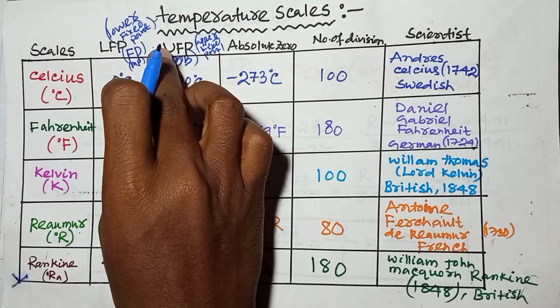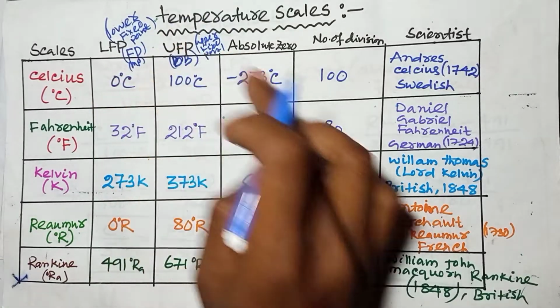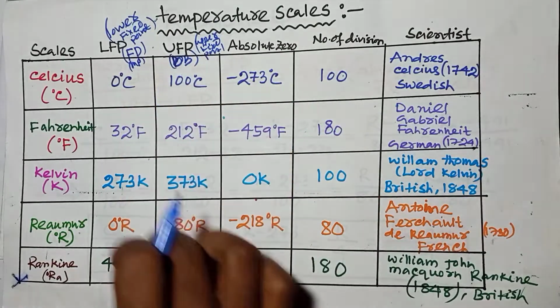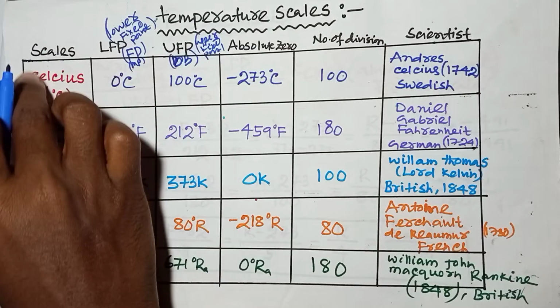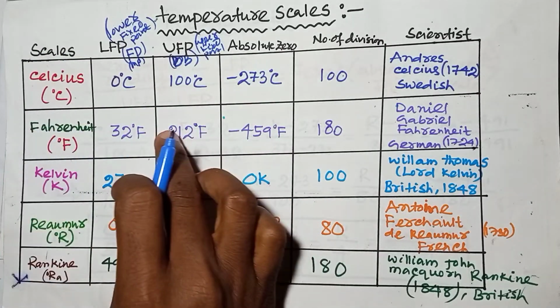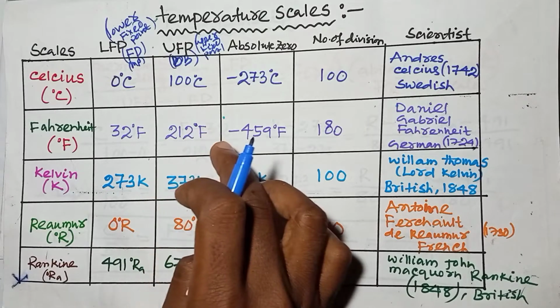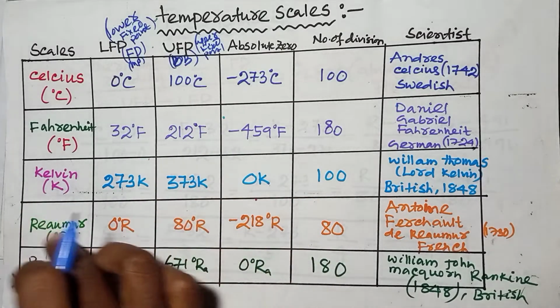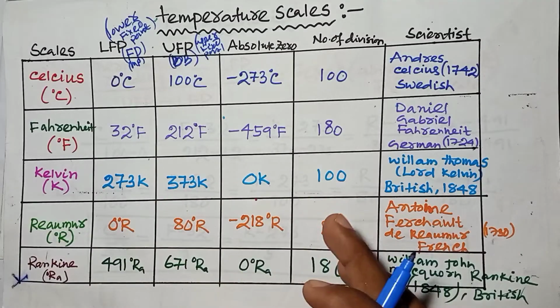Similarly, the upper fixed point or UFP, that means the boiling point, is given in different scales. In Celsius scale it is 100 degree centigrade, in Fahrenheit it is 212 degree Fahrenheit, and in Kelvin scale it is 373 Kelvin, and in other scales it is given like this.